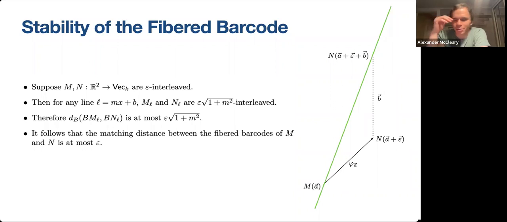And now, for the fibered barcode with the matching distance, we're dividing by the square root of 1 plus M squared. That cancels out. And so the quantity we're maximizing over is always going to be at most epsilon for any line we pick. And so that tells us that the matching distance is also going to be at most epsilon.